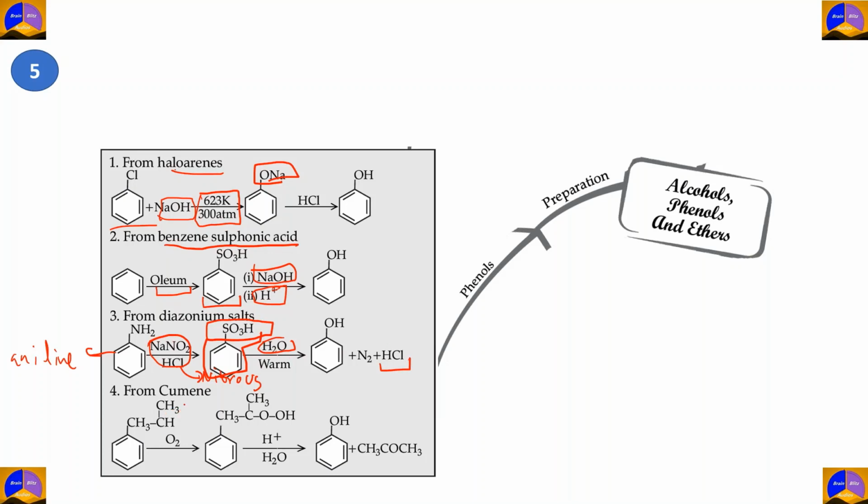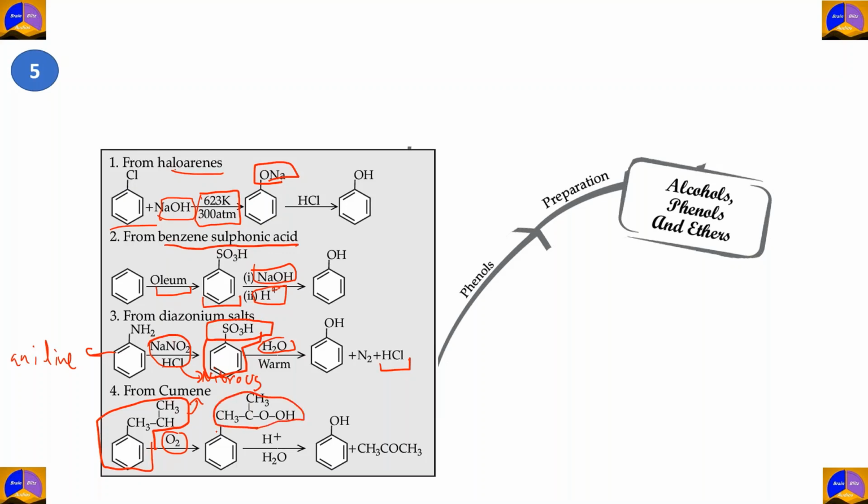The last type of equation is from cumene. So phenols can also be synthesized from cumene. So what is cumene? This compound here is known as cumene. And so we oxidize it. So we add O2 and we get a compound known as cumene hydroperoxide.